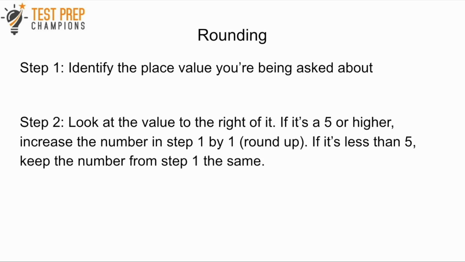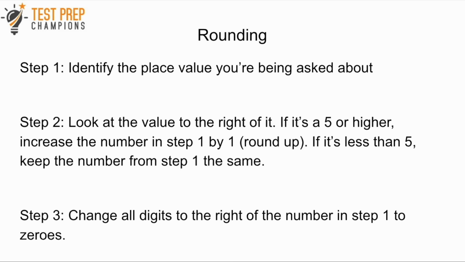Then the second step is to look at the value to the right of that number. If it's a 5 or higher, that means that you're going to round up. And if it's less than 5, you're going to keep the number from the first step the same. And then that last step is going to be change all the digits to the right of that number from step 1 to zeros. If you'd like to, you can pause this and add this to your notes.